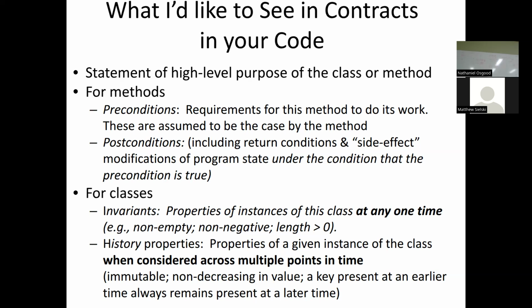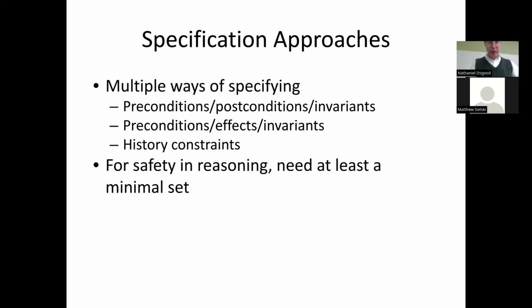Now, for classes, in ways we're not going to talk about in this session, we're going to have to defer it because of time to another session. You'll also be specifying invariants of that class, things that are true at any one time, and history properties, things that, if you consider how it evolves over time, if it's a mutable class, are guaranteed as it evolves. For example, that it can only stay the same or increase in value for a certain attribute or field.